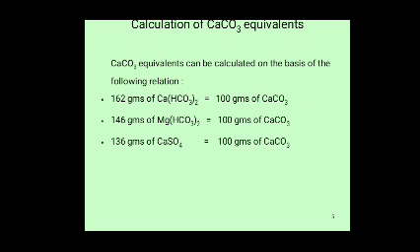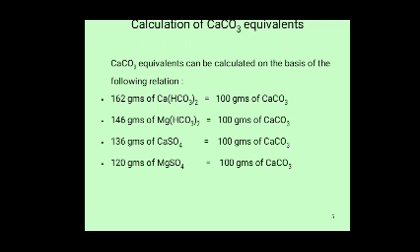136 grams of calcium sulfate is equal to 100 grams of calcium carbonate. Calcium atomic weight 40, sulfur 32, oxygen 16. 1 calcium plus 1 sulfur plus 4 oxygen: 40 plus 32 plus 4 into 16, that is equal to 136 grams of calcium sulfate, equal to 100 grams of calcium carbonate.